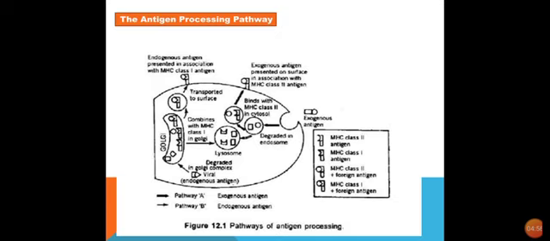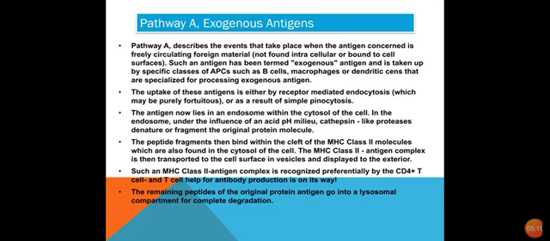Here are the two antigen processing pathways. Pathway A for exogenous antigens that is presented on the surface in association with MHC class II antigens, and pathway B for endogenous antigens presented in association with MHC class I antigen. Pathway A, exogenous antigens. Pathway A describes the events that take place when the antigen concerned is freely circulating foreign material not found intracellular or bound to a cell surface.